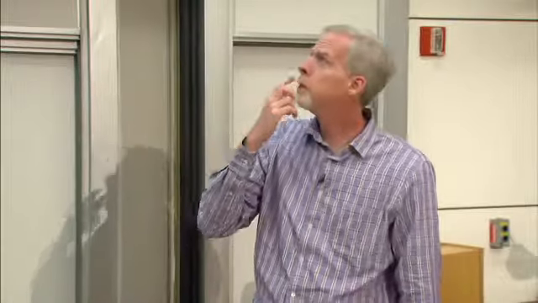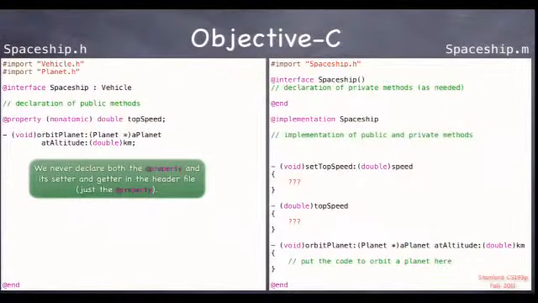Question? Just to clarify, you can still keep your getter and setter lines down below, or no? Great question, and the answer is no. So here I've taken away the setTopSpeed and the topSpeed because I don't need them. When I do that @property nonatomic double topSpeed, it essentially declares the setter and the getter. I could still call them like setters and getters. They're there.